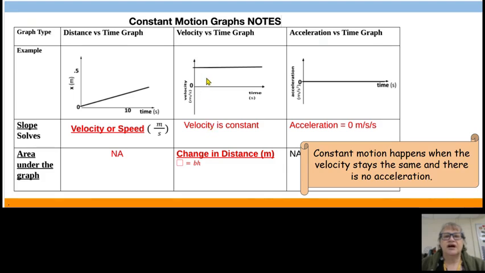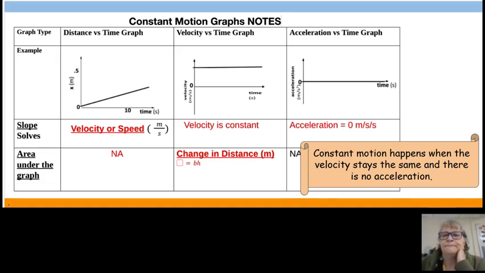When you look at the velocity versus time graph, you can see that the velocity is constant. So the velocity here doesn't change. If we look at the area, the box below the line, that is going to tell us how much distance we've changed. It doesn't tell you exactly where you are. It just tells you the distance that you traveled from time A to time B.